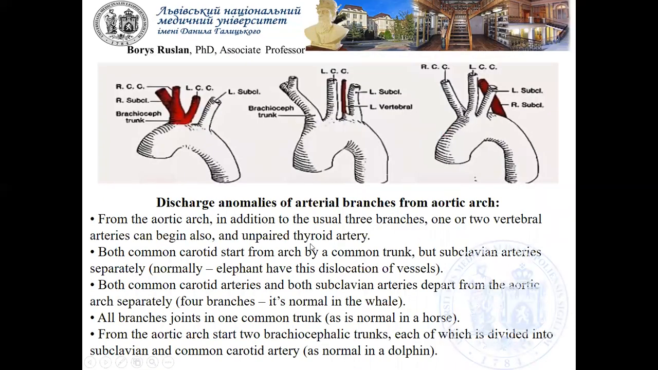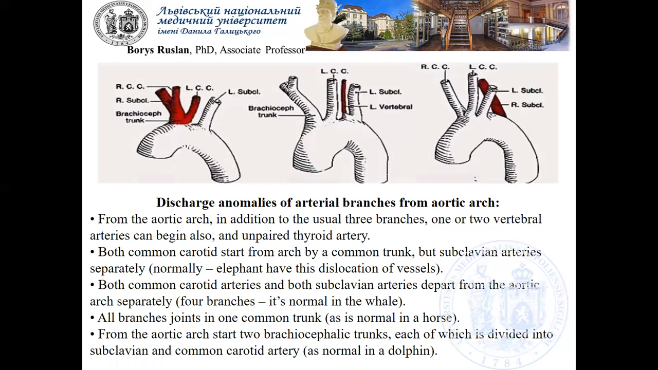In this picture, you can see the discharge anomalies of arterial branches from the aortic arch. First, from the aortic arch, in addition to the usual three branches, one or two vertebral arteries can also begin, and an unpaired thyroid artery. Second, both common carotids start from the arch by a common trunk, but the subclavian arteries separately. Normally the elephant has this arrangement of vessels.